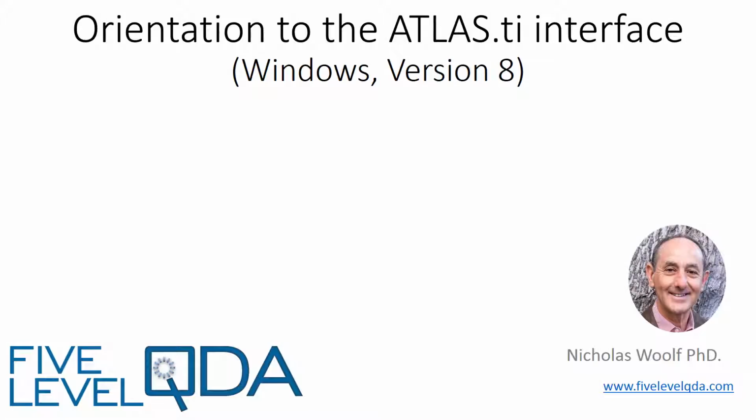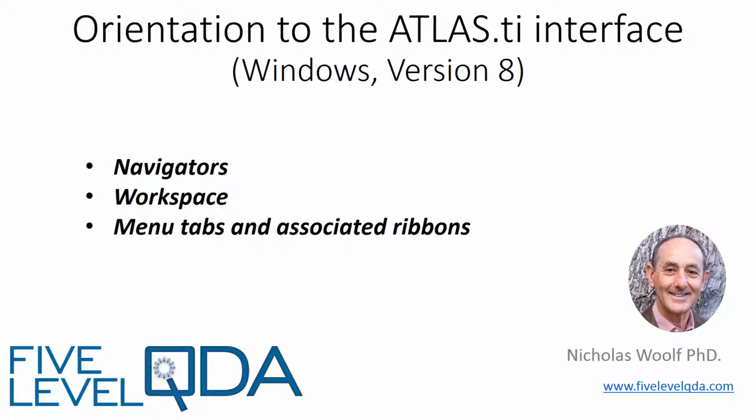As you read in Chapter 5, the ATLAS.ti interface consists of 4 areas. First are the navigators, which let you move around the parts of a project. Second is the workspace, the central area which you can customize to suit your preferences. Third are the menu tabs, which display the relevant ribbons or toolbars. And finally are the floating windows, which are an alternative way of seeing the lists of components.